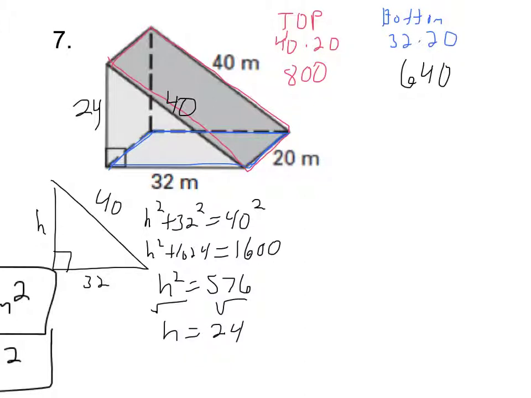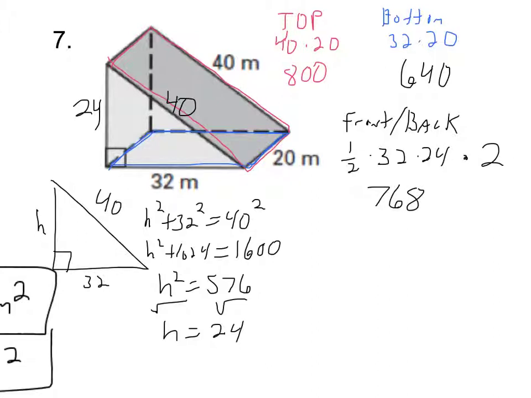Well, great. Now I can figure out the front, and I'll throw the back in there also because they are congruent. You can see the front triangle is going to be the same as the back triangle. So it's 1/2 base times height. And then since we have 2 of them, because front and back, I'm just going to put times 2. So calculate that, and both of them together equal 768.